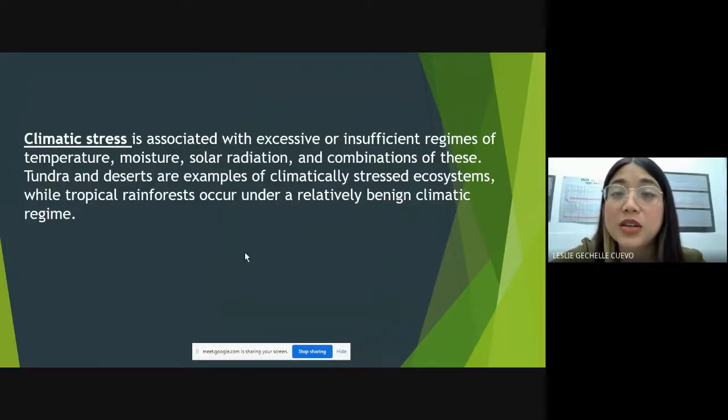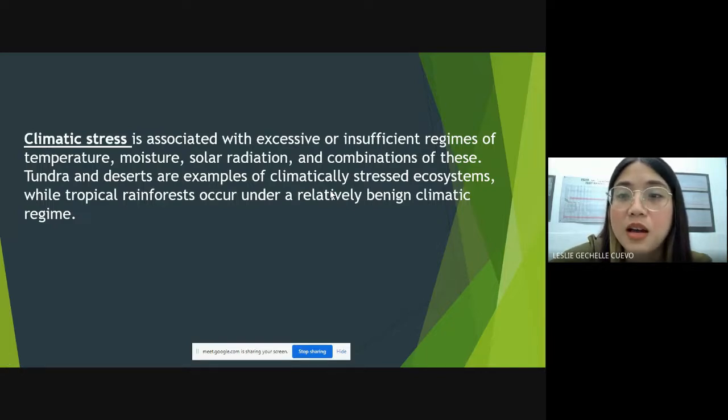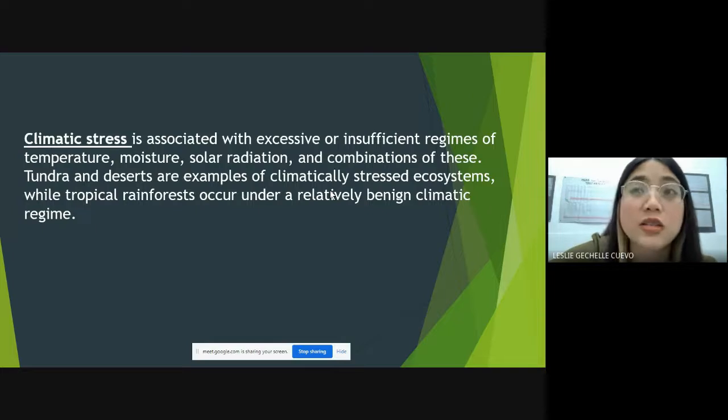Then you have climatic stress. It is associated with excessive or insufficient regimes of temperature, moisture, solar radiation, and combinations of this. Tundra and deserts are examples of climatically stressed ecosystems, while tropical rainforests occur under a relatively benign climatic regime. Kasi obviously sa deserts, mainit. And sa tropical rainforest, mas balanced ang ecosystem doon.